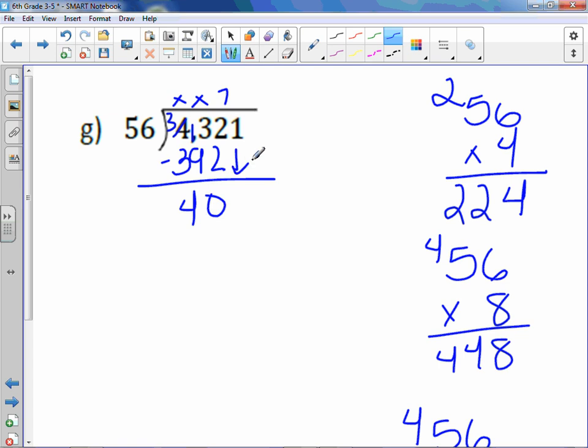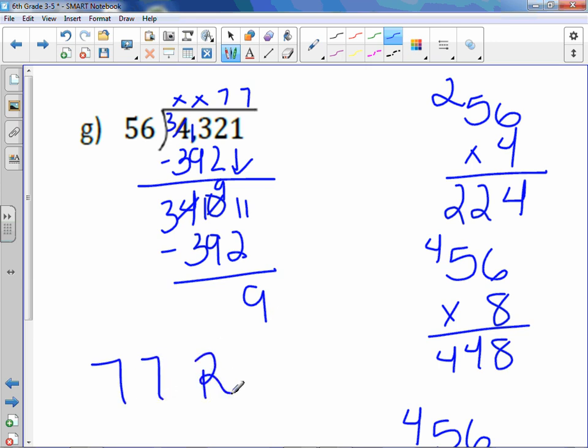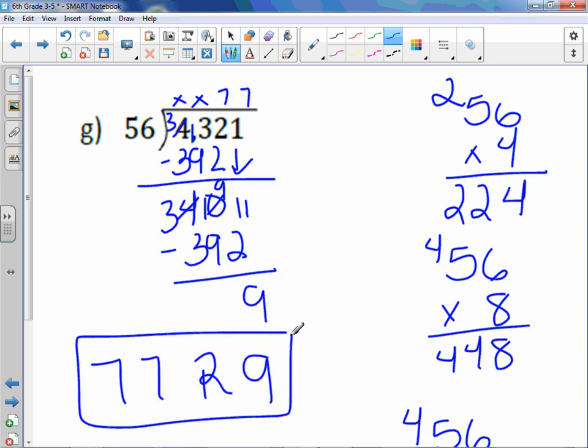We get 40, bring down the 1, and actually it looks like 392 again, so 7 minus 392. We have to do some borrowing. We have 9, looks like just 9. So 77, remainder 9.